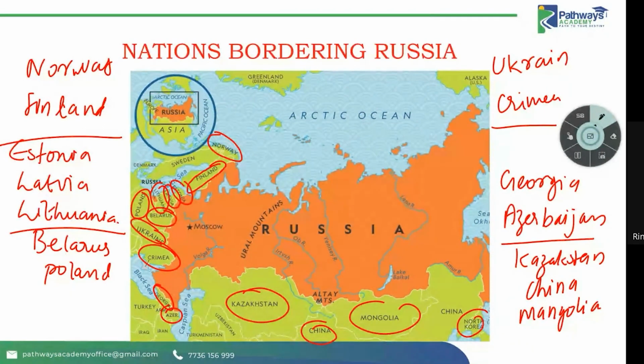Then North Korea. It is very, very important. North Korea is bordering with Russia. Actually, it has a small border here. This is very, very important, and please note it down. Sweden does not have any borders with Russia. That is also important.